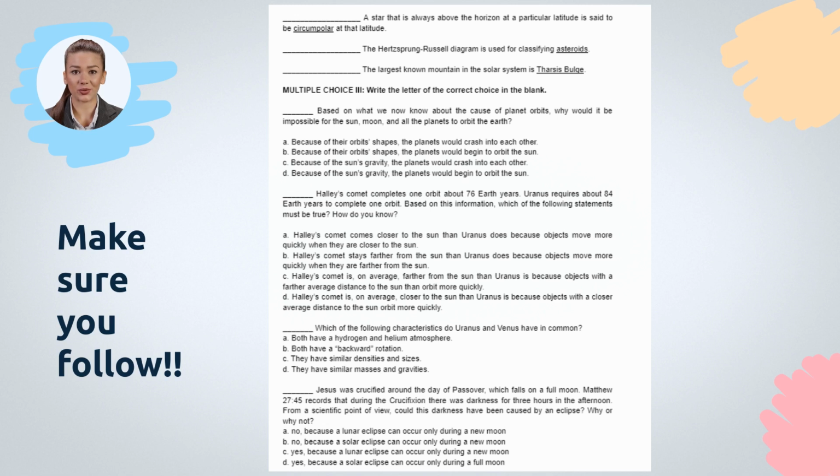Halley's Comet completes one orbit about every 76 Earth years. Uranus requires about 84 Earth years to complete one orbit. Based on this information, which of the following statements must be true? How do you know?